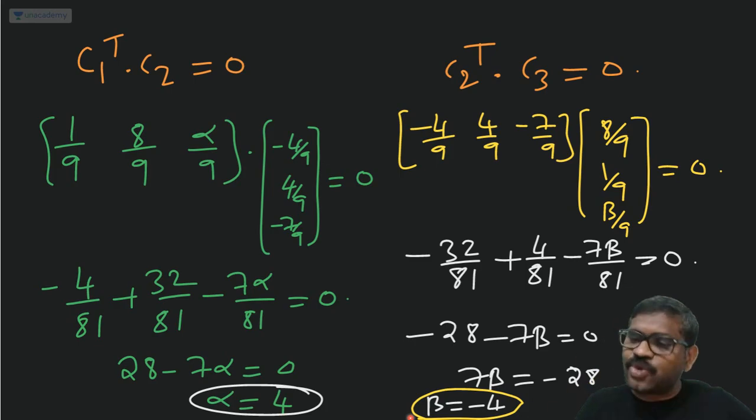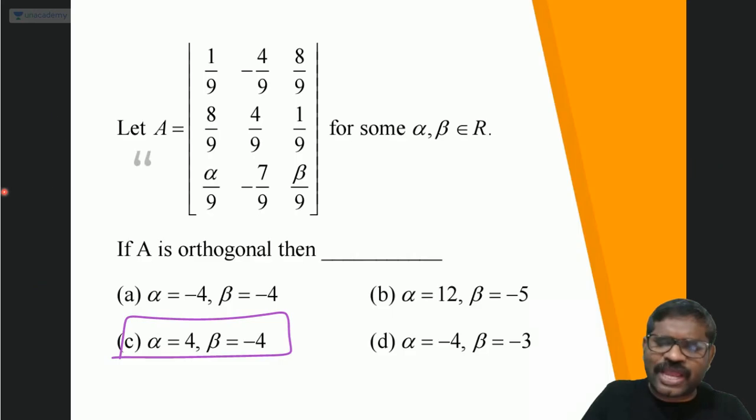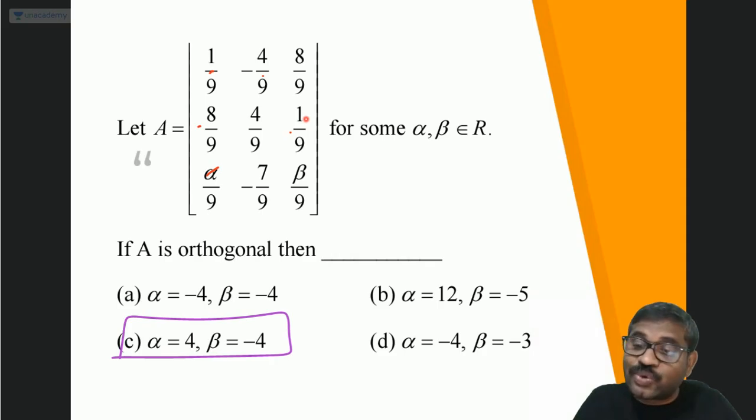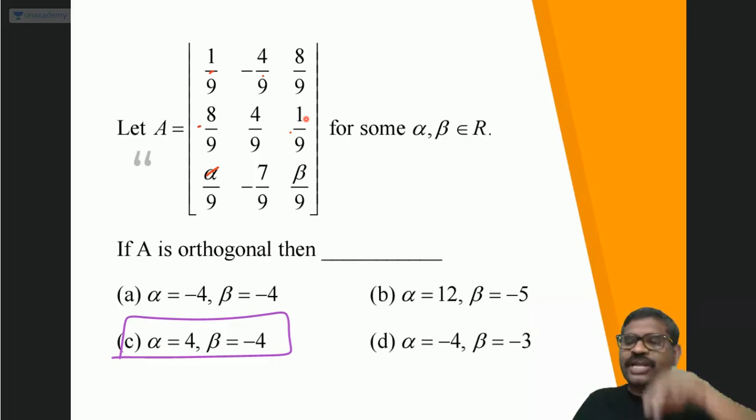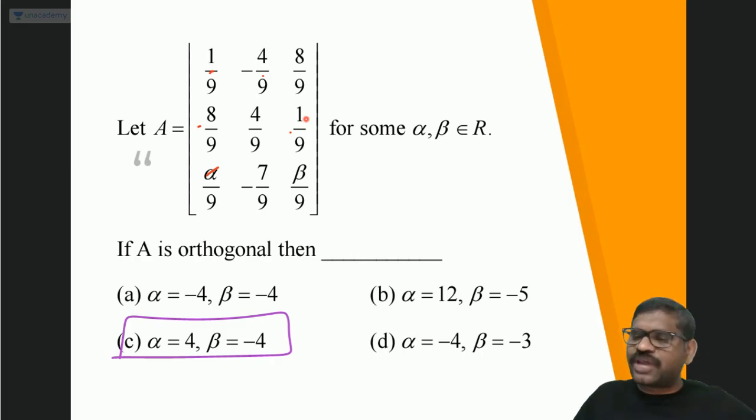Sir, why have you taken C1, C2? It is very convenient. Only one unknown you have. If you multiply like this, one unknown value you can get directly. Suppose if you take R1, R2, R2, R3, you will get two unknowns in one equation. So you have to solve two equations. After that, you have to get the values. That's why I have taken columns. Okay.